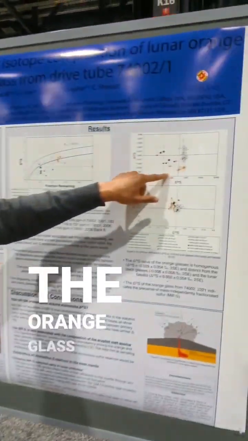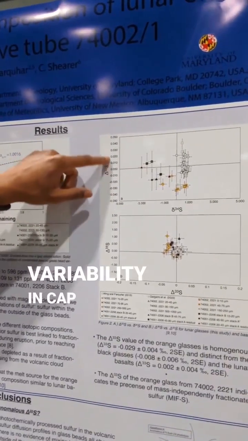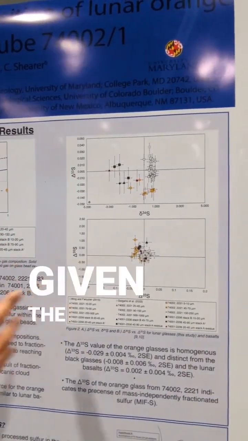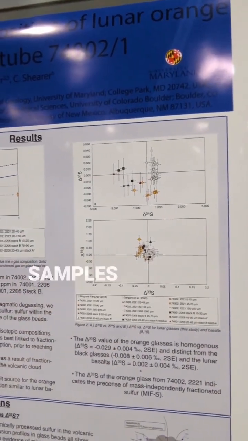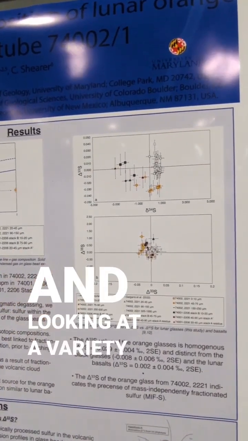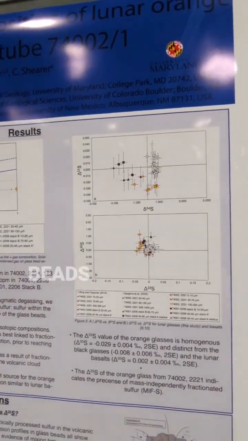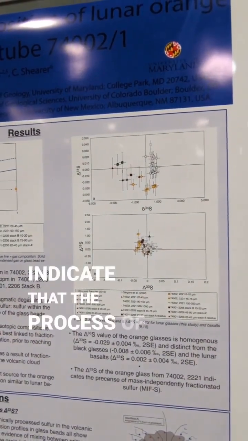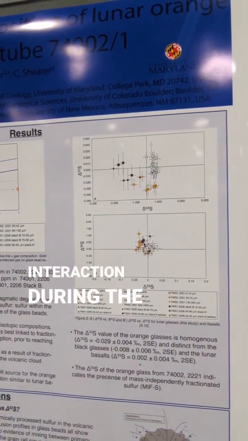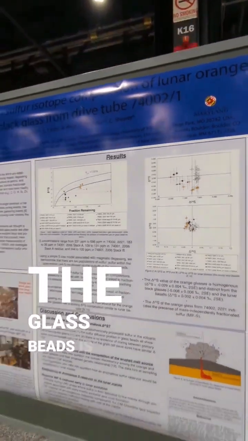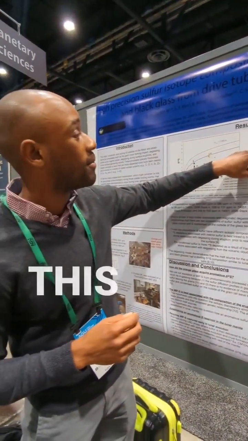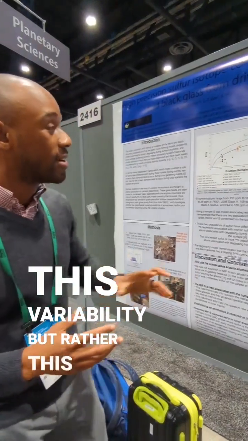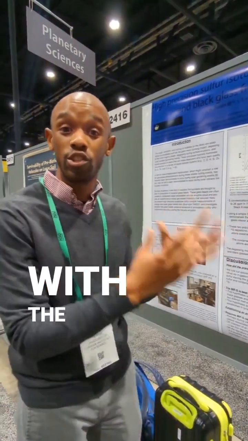In our data for the orange glass beads, we do see variability in cap delta 33S, but given the way we have analyzed our samples, which is by sieving them and looking at a variety of sieve fractions of these orange glass beads, the data don't necessarily indicate that the process of UV interaction during the eruption of the glass beads is what caused this variability, but rather this is a signature that's associated with the source on the moon.